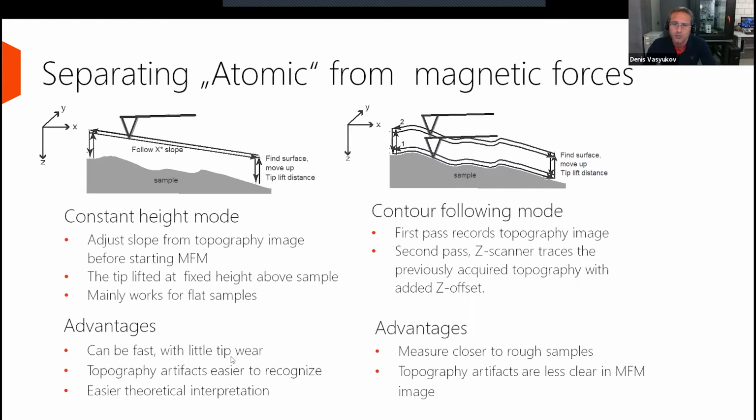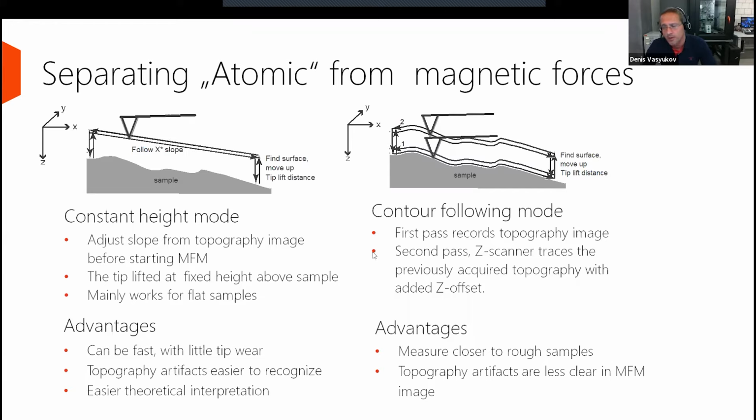Another advantage is that you don't touch the sample with your tip in this mode, so you have very little tip wear, so you can use the same tip for longer. And also, when you take a measurement and then make some simulation in your micromagnetic package or other simulations, you want to compare the measurement with the simulation, it's easier if you have data from this constant height mode. But as I said, it works only for flat samples.